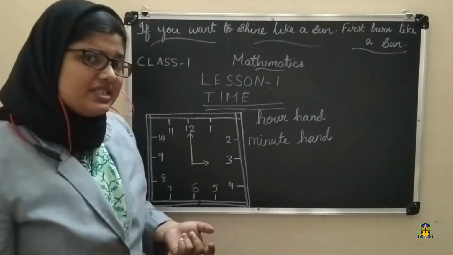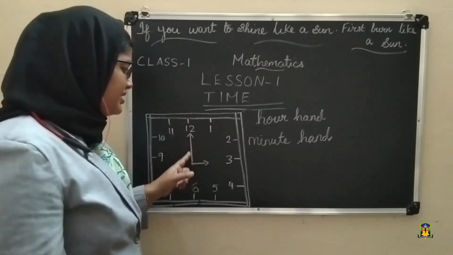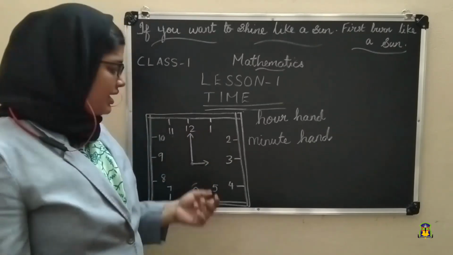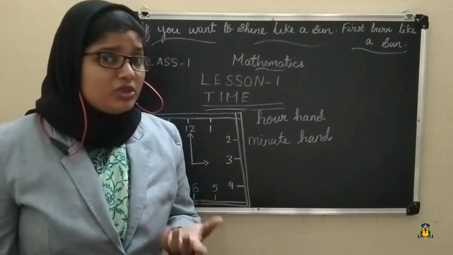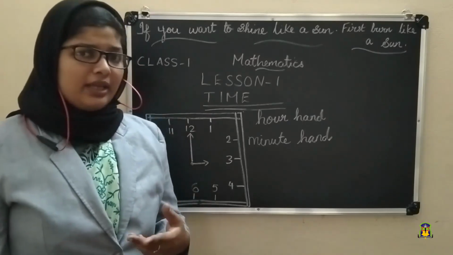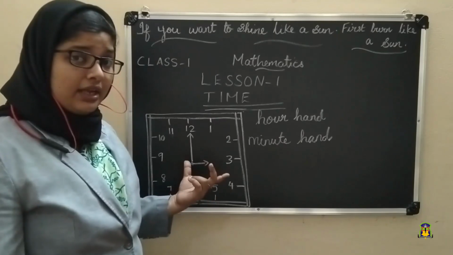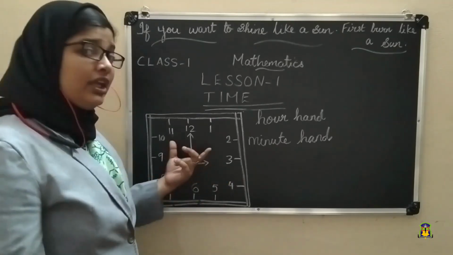Then which is the minute hand? Yes, this is the minute hand. The long hand is called the minute hand. Then the minute hand is on which number? Yes, on 12. So what is the time? From this picture itself you can see, say the time. Yes, 3 o'clock.